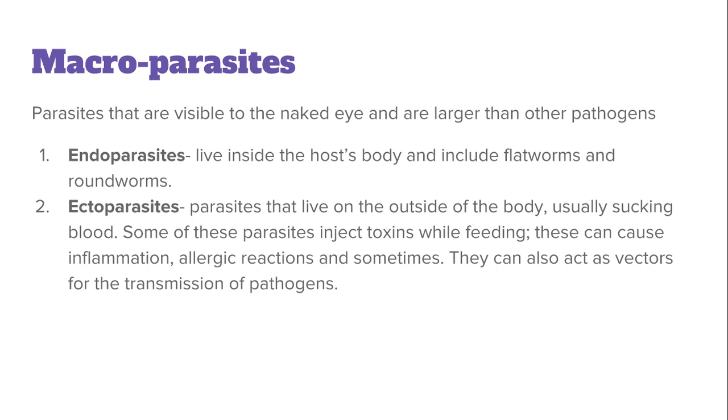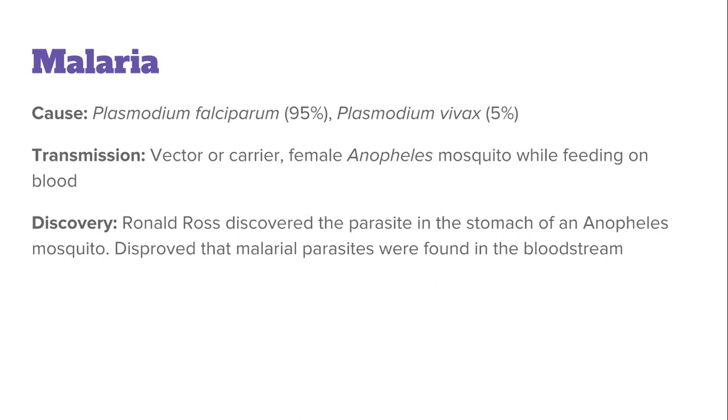And then we look at macro-parasites, which are broken down into endoparasites or ectoparasites. Macro-parasites are the first ones that we've talked about which are visible to the naked eye. All the ones in the previous slides are microparasites or microorganisms. We term endoparasites those that live inside a host body, so flatworms and roundworms, and ectoparasites are anything that lives on the outside of the body. And then some of these ectoparasites can also be vectors which transmit pathogens.